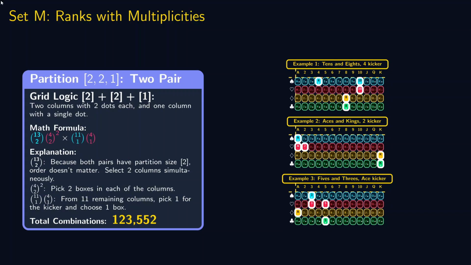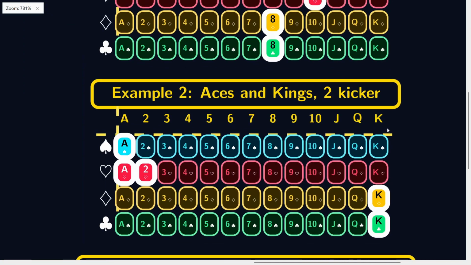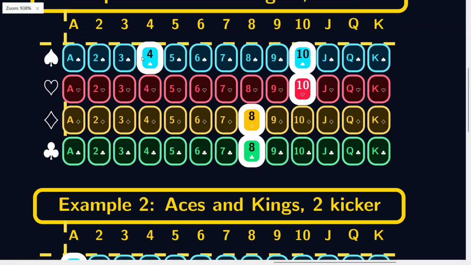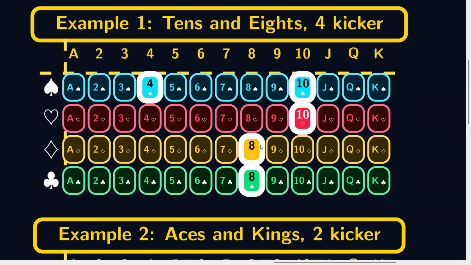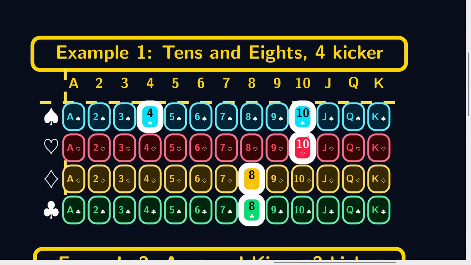We now come to the fifth partition, which we write as 2 plus 2 plus 1. This is the two-pair hand. In the grid, this hand lights up 3 separate columns. 2 of those columns each have exactly 2 of their 4 boxes filled, and the third column has just 1 box filled. So when you look at the grid, you see 2 columns that each carry a small pair of dots, and 1 column standing apart from both of them with a single lone dot. 2 columns of height 2, and 1 column of height 1. The 2 matching columns are your 2 pairs, and the single dot column is your kicker.